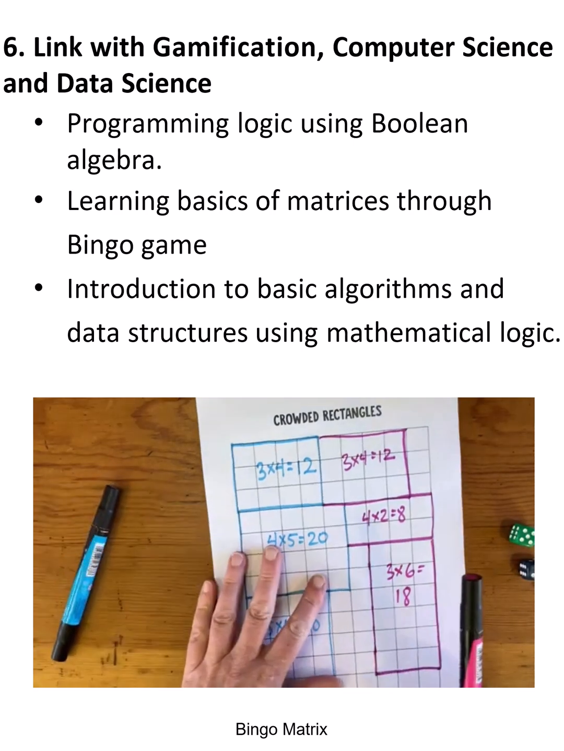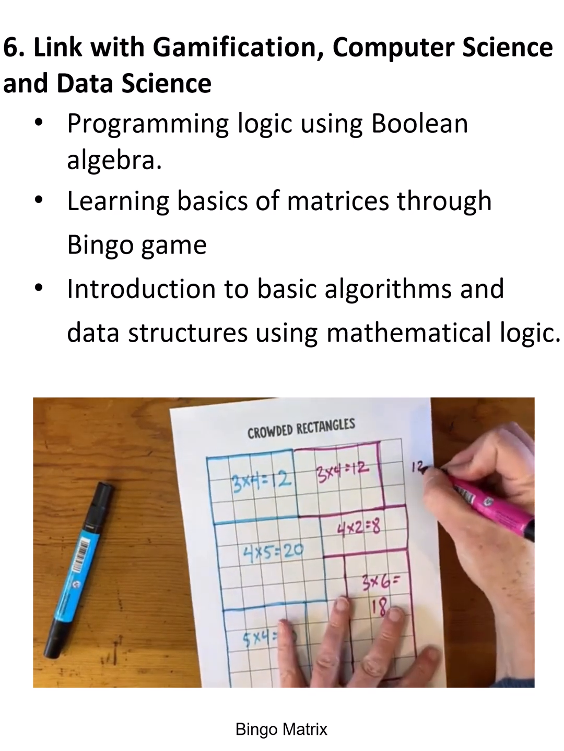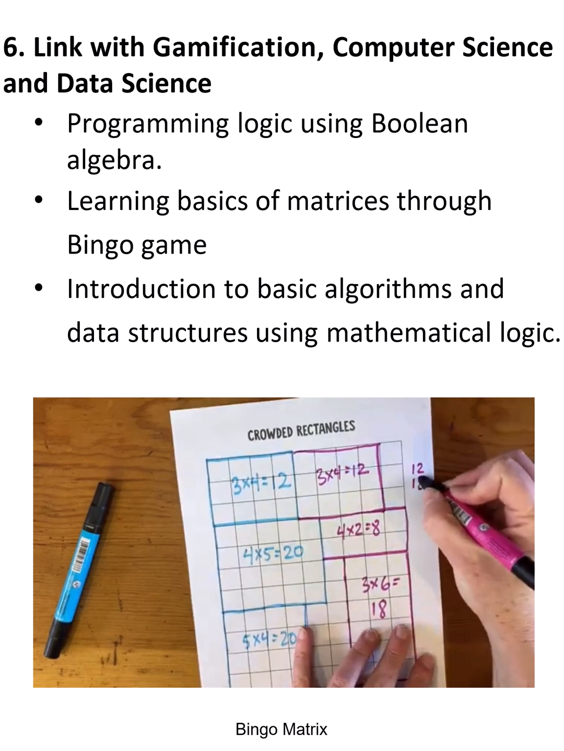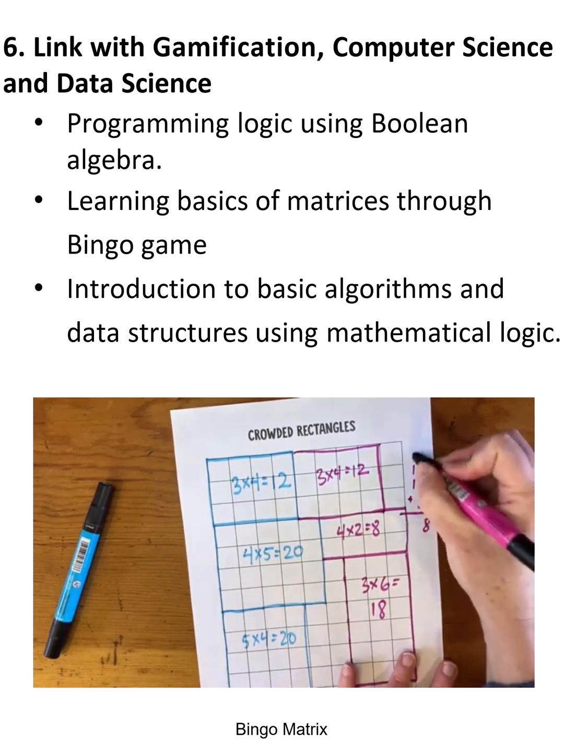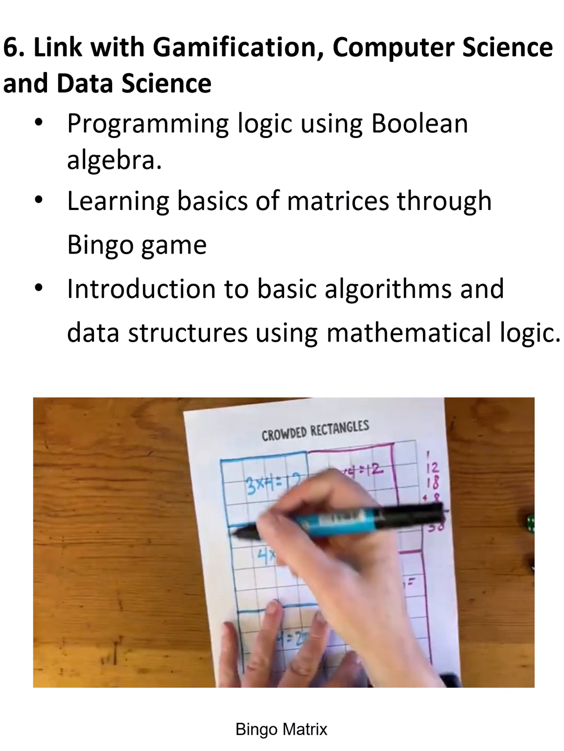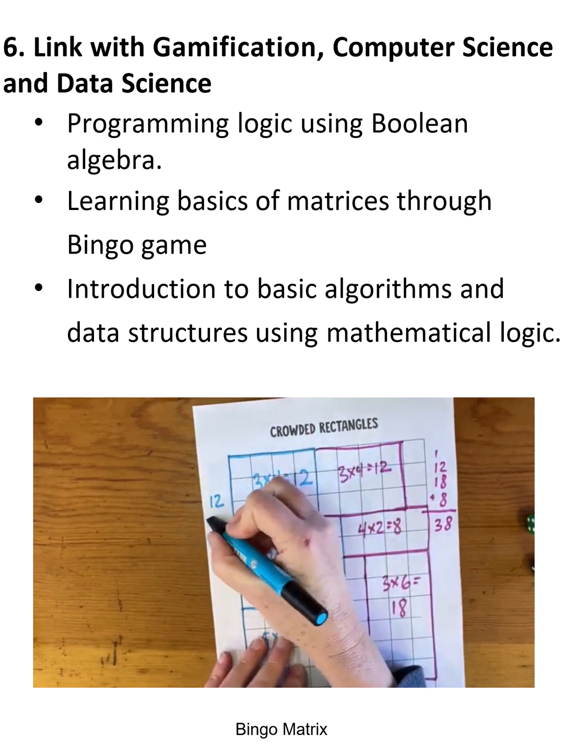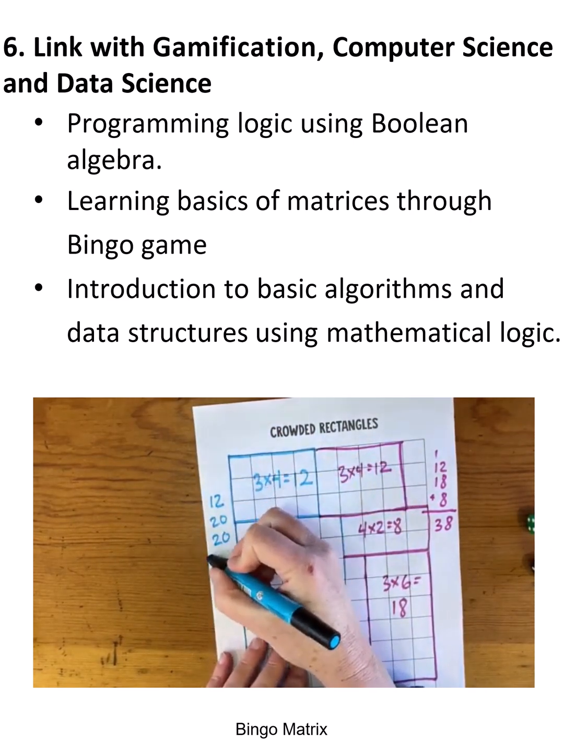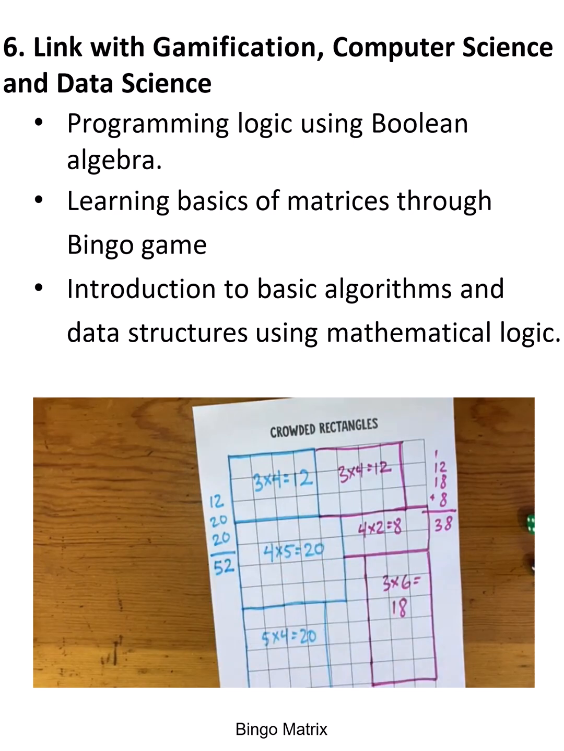So pink has 12 plus 18 plus 8. That's 38. And blue has 12 plus 20 plus 20, which is 52. So blue wins that game. And that's how you play Crowded Rectangles.